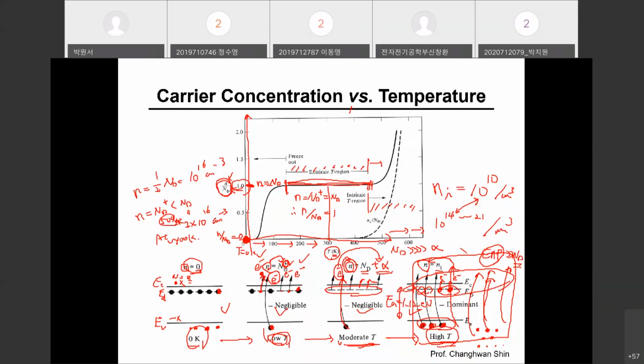More quantitatively, you can say that if any externally applied thermal energy coming from the temperature is higher than 1.12 electron volt, or in the unit of joule, 1.12 times 1.6 times 10 to the minus 19 joule, then your silicon sample can have tons of electron hole pairs. Okay.